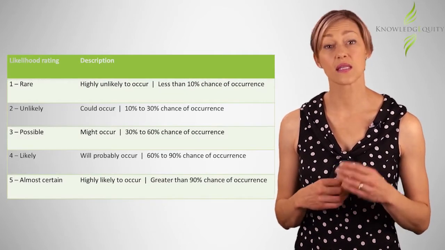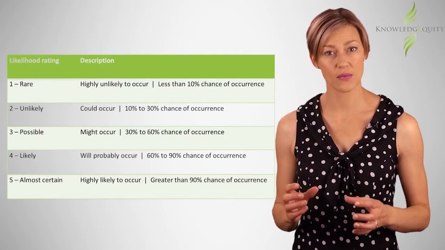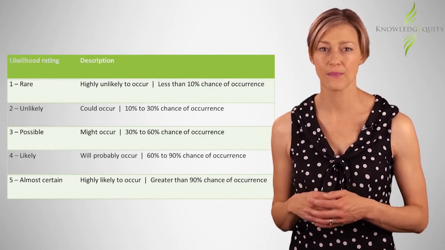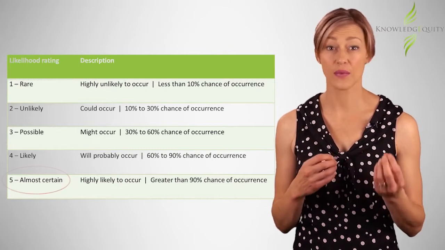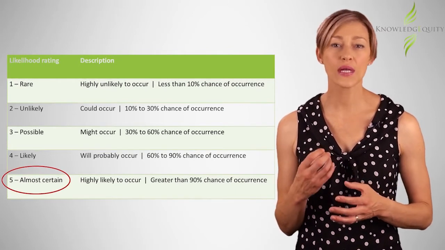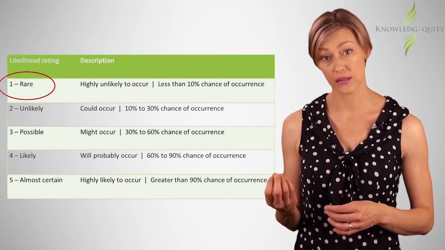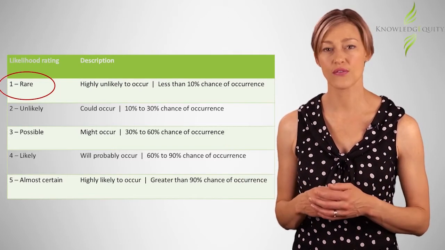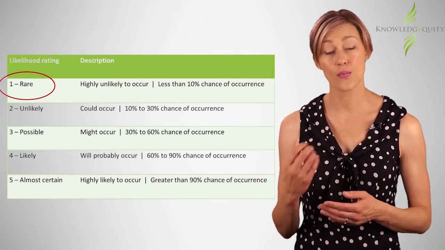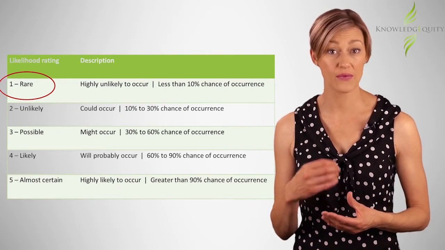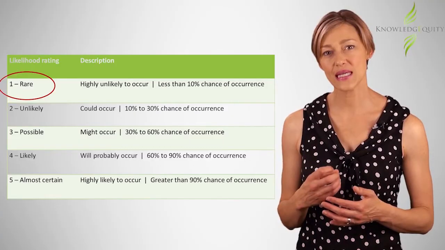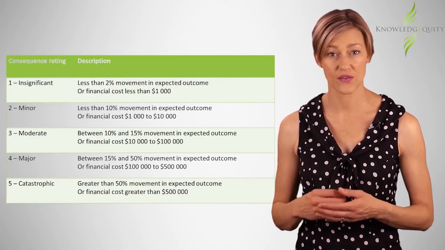Firstly, let's consider likelihood. For interest rates, the likelihood of them changing over a 5-year period is almost certain, as history shows that they change quite regularly. So the likelihood rating will be 5. For liquidity risk, the likelihood rating will be 1, as with a $1.5 million annual turnover and strong net profits, it is highly unlikely that Robotics would be unable to make the required repayments, which would be around $600 per month. Next, we need to consider the consequence rating for each of the risks.